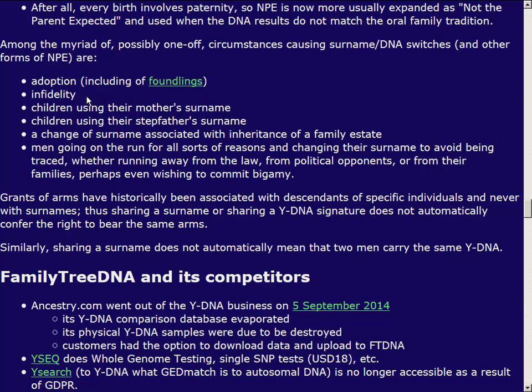I talked about infidelity a minute ago. Some children take their mother's surname, maybe because the parents aren't married. Some children take a stepfather's surname, but they still have their biological father's Y-chromosome.